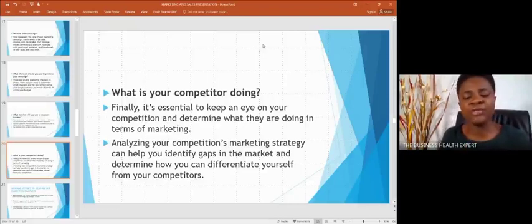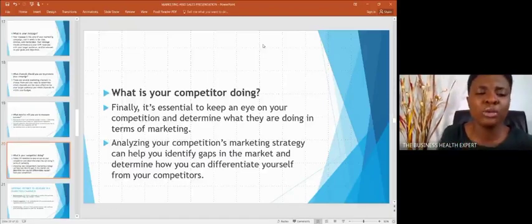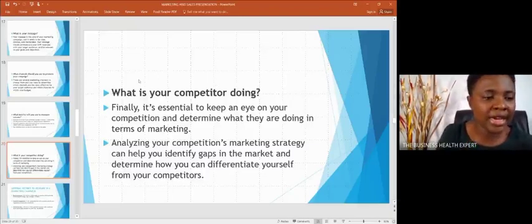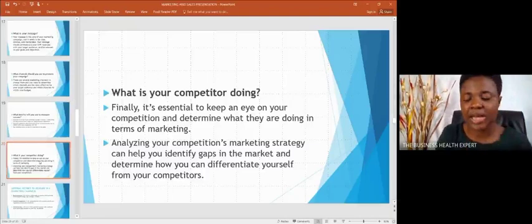Even though your unique value proposition, your benefit, is what makes you stand out from your competitor, you need to keep an eye on what your competitor is doing. It is very, very important. And that's actually the last question to ask when it comes to your marketing strategy.